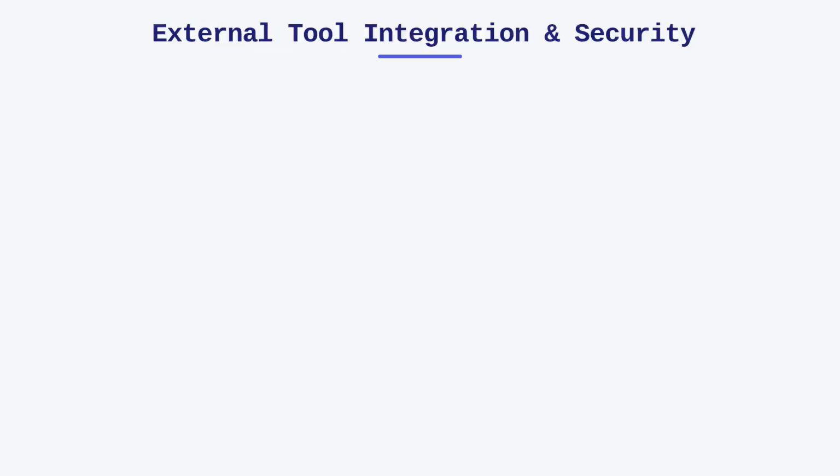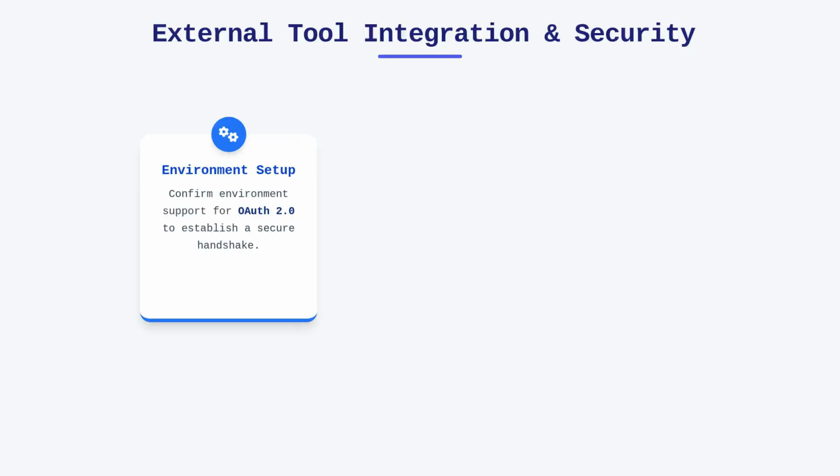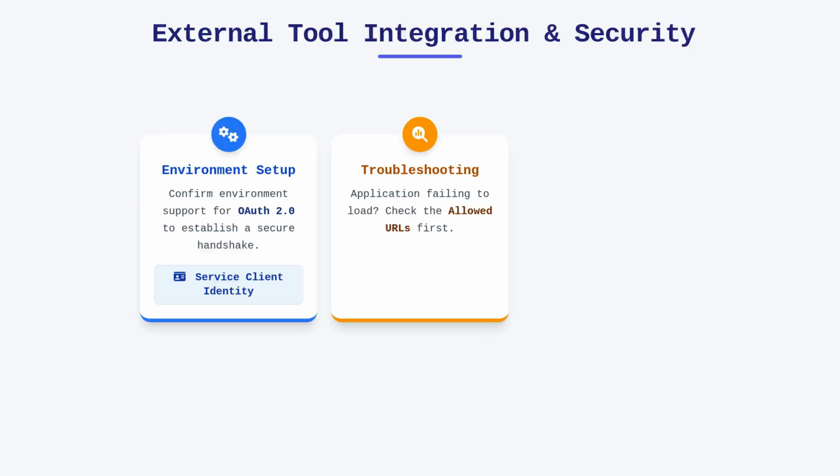If an organization decides to leverage these external tools, the administrator must confirm that the underlying environment is configured to support the authentication flow. Many integrations rely on OAuth 2.0 to establish a secure handshake between Genesys Cloud and the external service provider. When you install an application, the system typically creates a service client or a similar identity construct that permissions the interaction. From a troubleshooting perspective, if your agents report that an embedded application is failing to load, your first point of inquiry should be the configuration of the allowed URLs and the corresponding security policies.